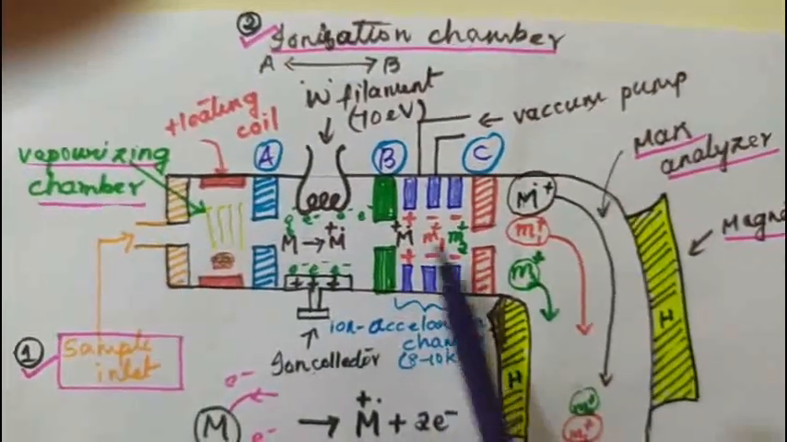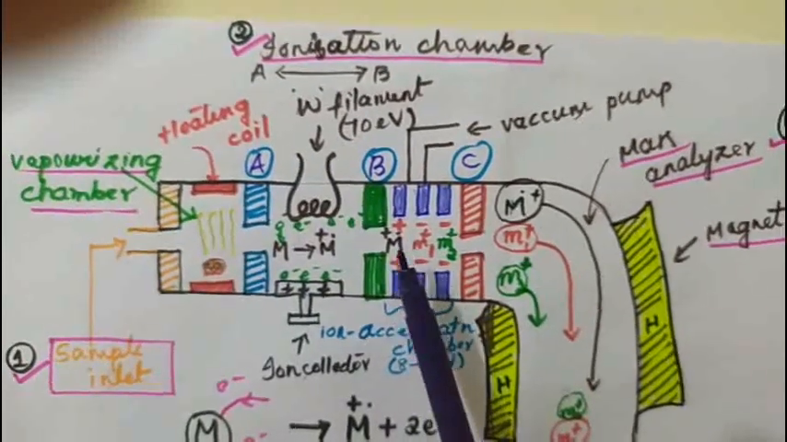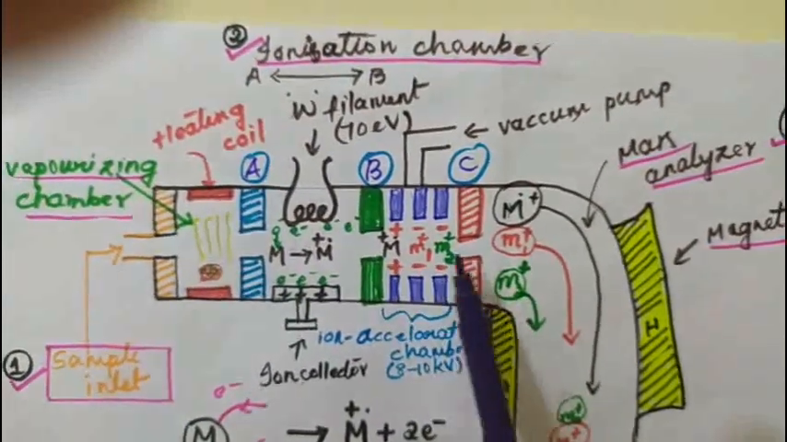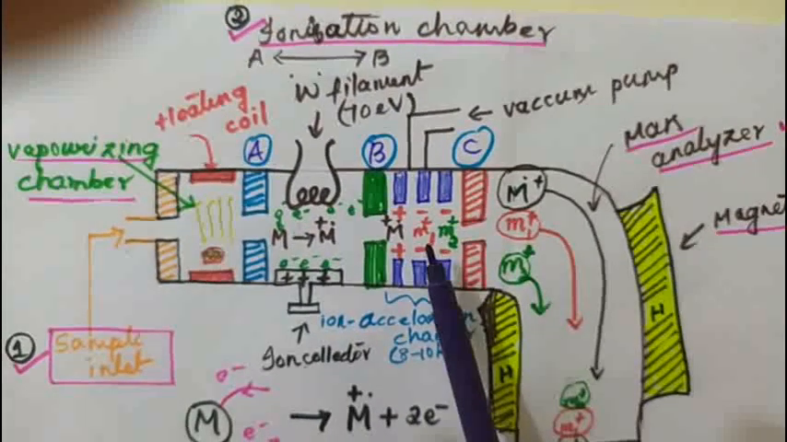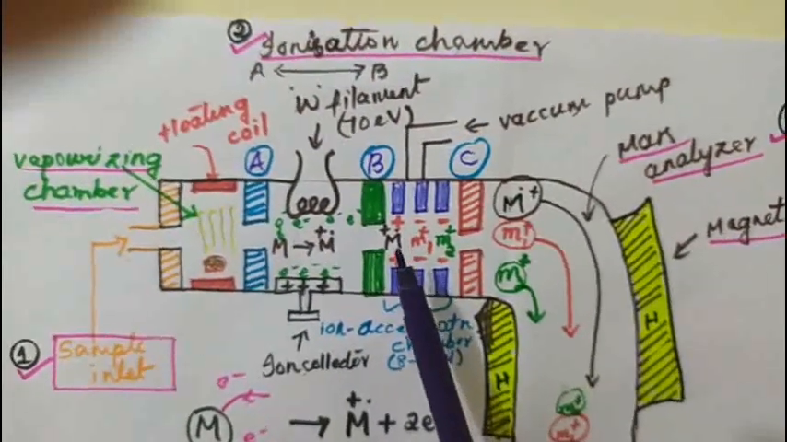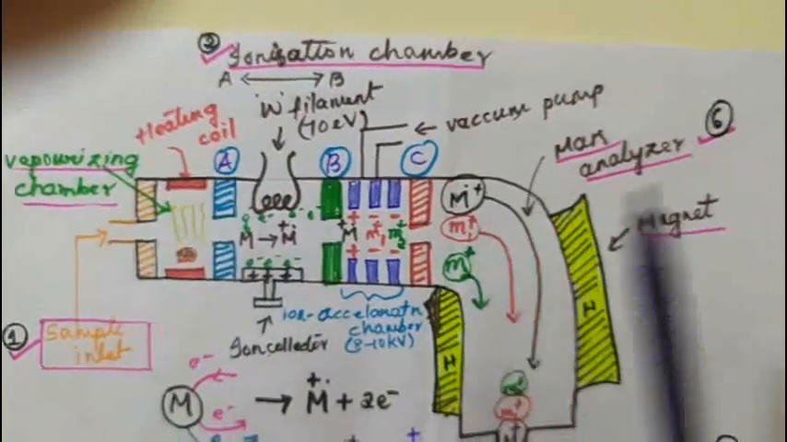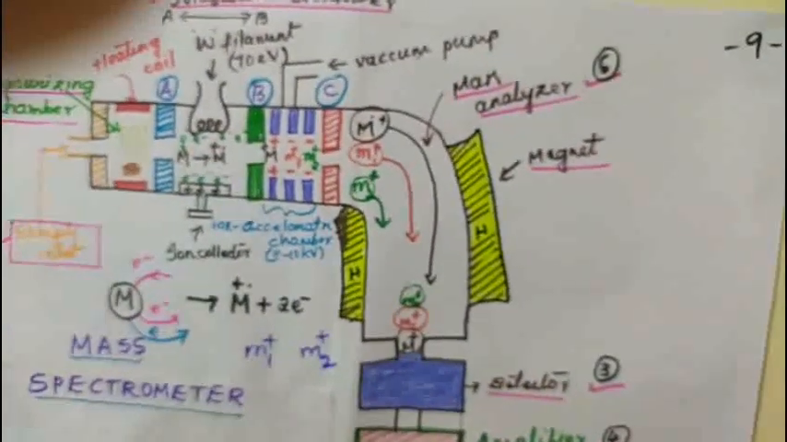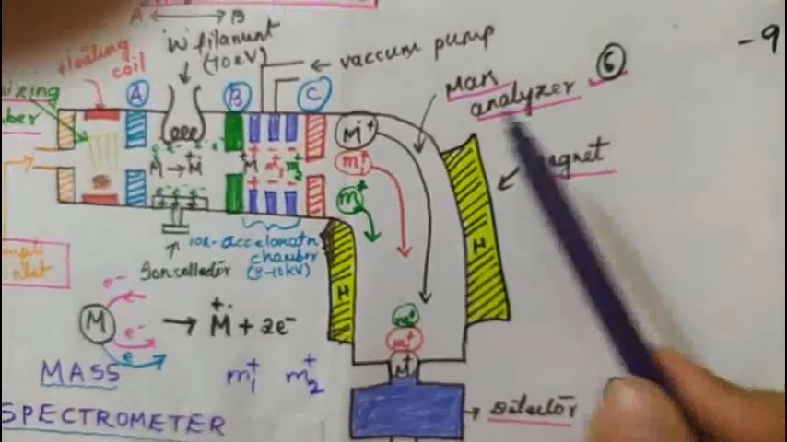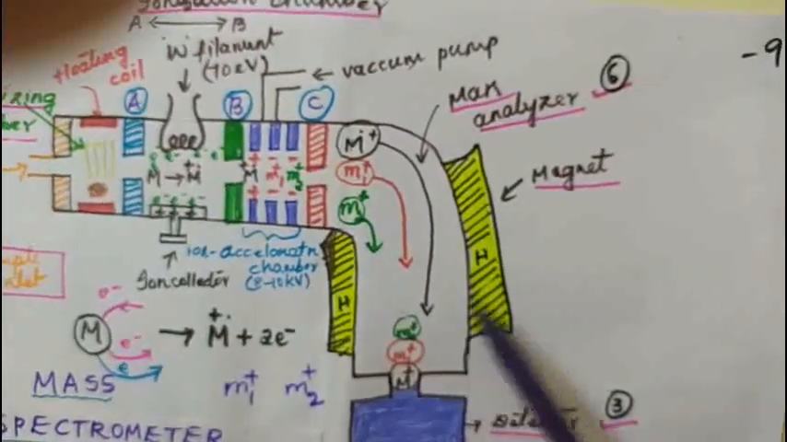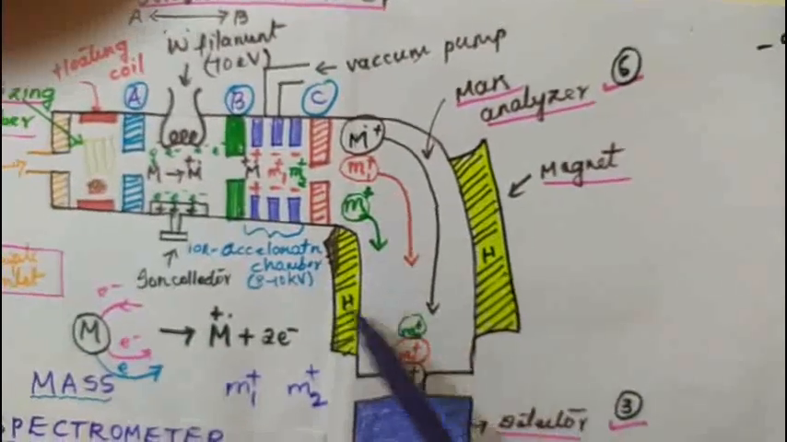In this way, by increasing the potential from positive to negative, the speed of the ions is increased. So the 3 ions, the molecular ion and the 2 daughter ions, will move into the mass analyzer. The mass analyzer basically has a circular path and it has a magnetic field inside that.